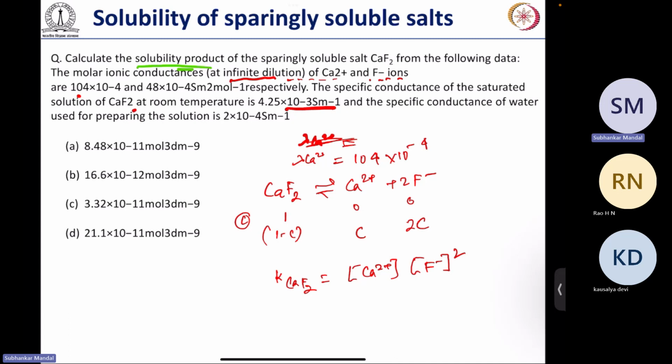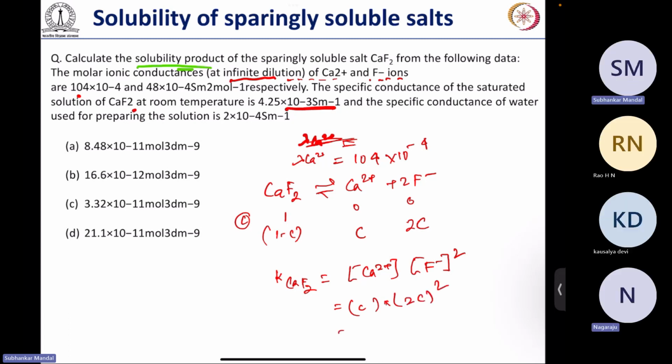Okay, I think these things we discussed in the previous class. Then what will be, you can write C, this is C into 2C square, so 4C cube. Now we have to know the C, the molar concentration of the ion.